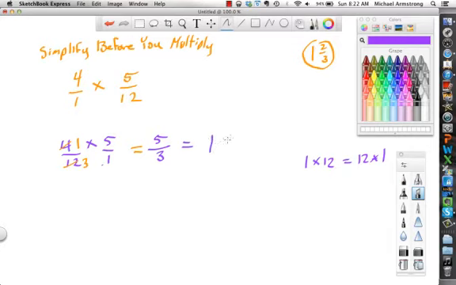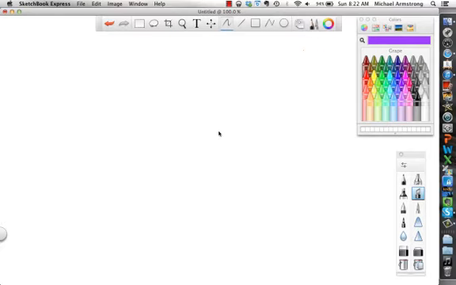We had to do the division and figure out how many times 3 goes into 5, which is 1 whole time, with 2 slices left over, 2 pieces of this fraction. So 1 2/3 is our answer. So it's called simplify before you multiply, and you can do that all the time. And I want you to. So we'll just keep practicing with that. You don't have to. If you want to, you can do it the other way around.